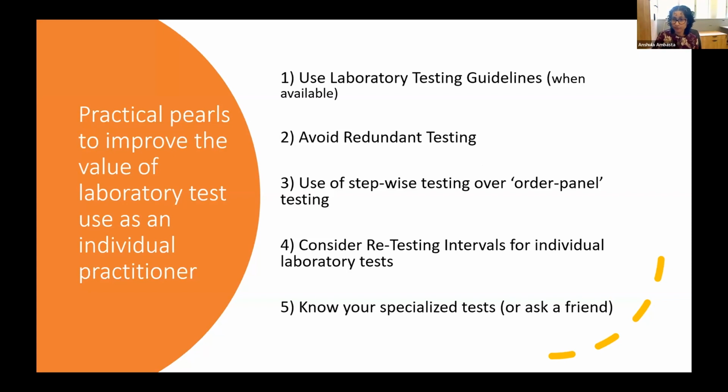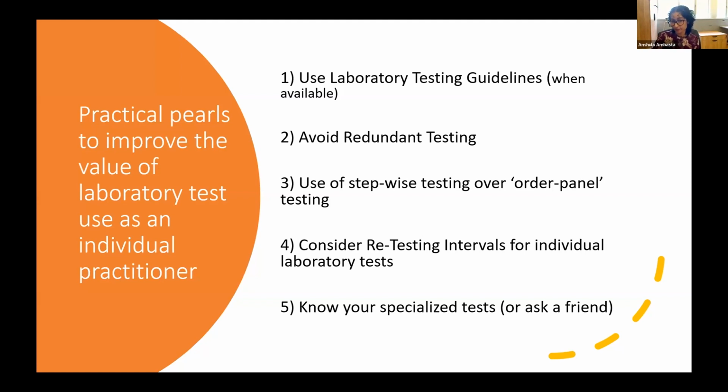So here's a summary slide of the different clinical practice pearls. Use lab test guidelines when they're available, because if you can just avoid ordering certain tests, it helps prevent that downstream cascade. Avoid redundant testing. Harness whatever EMR power you have, as well as patient engagement, to prevent ordering tests that have already been ordered. Use stepwise testing over order panel testing, thinking about the most high value tests to begin with, and then going over the second few tests as opposed to doing order panel testing.